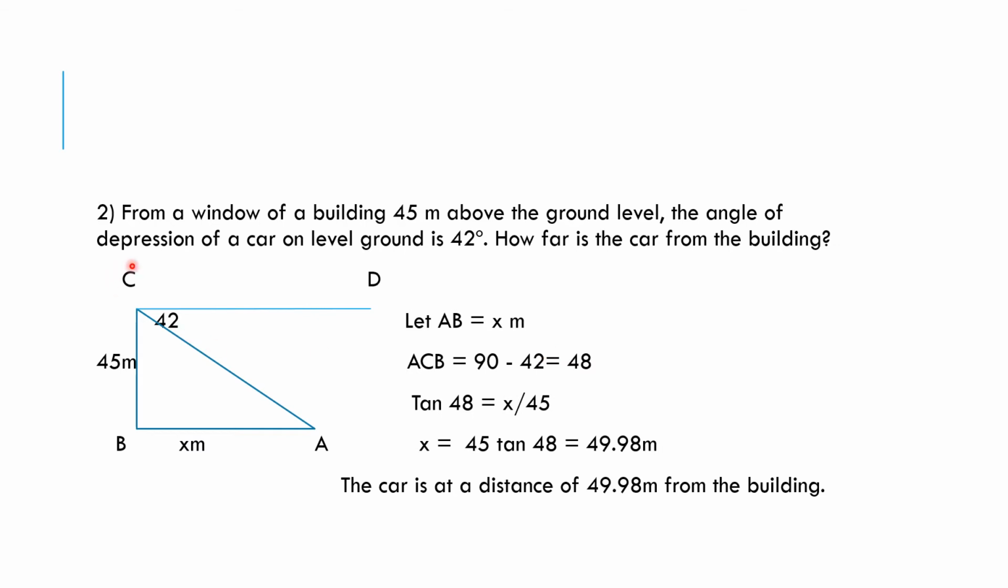Okay, let's have a look at another question. From a window of a building 45 meters above the ground level, the angle of depression of a car on level ground is 42 degrees. How far is the car from the building?